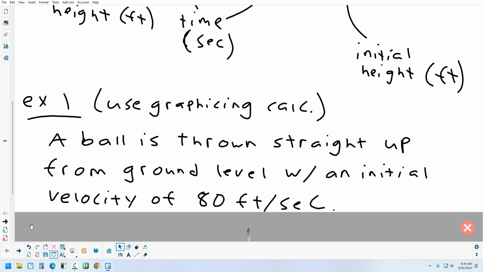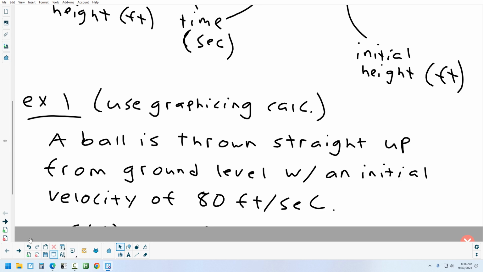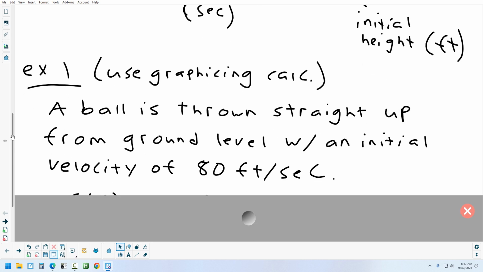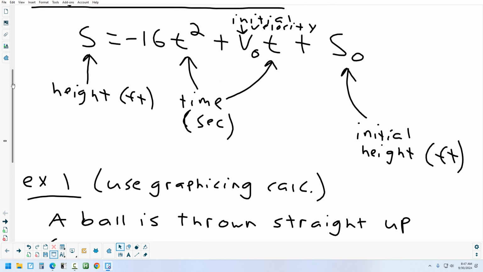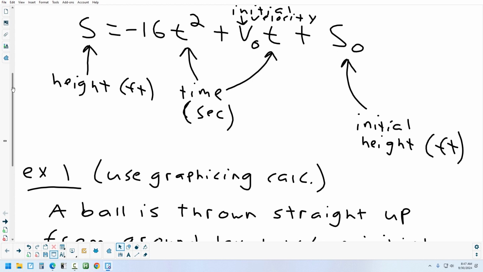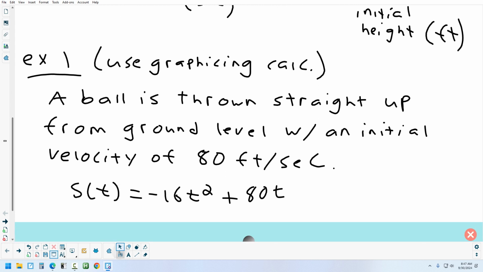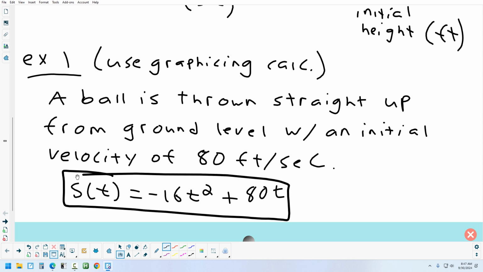All right, let's try the first one on the calculator. It says that we're going to throw a ball straight up. It has an initial velocity of 80 feet per second. Now we're throwing it up from ground level. So what does that mean the initial height is going to be? 0. Yeah, initial height is going to be 0. All right, so there's an equation that represents this problem. So I filled in 80 for v sub 0. That's my initial velocity. For s sub 0, I filled in 0 because there is no initial height. Any questions on how I got that?